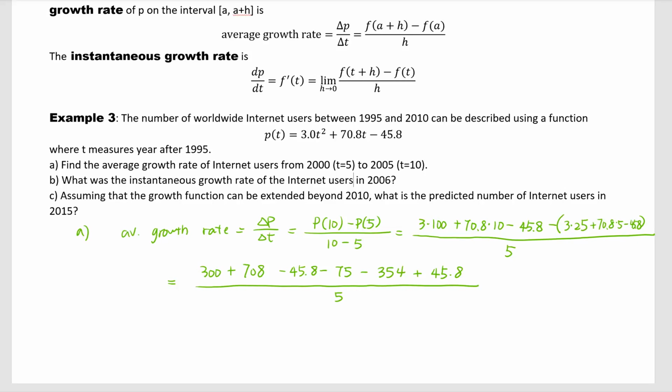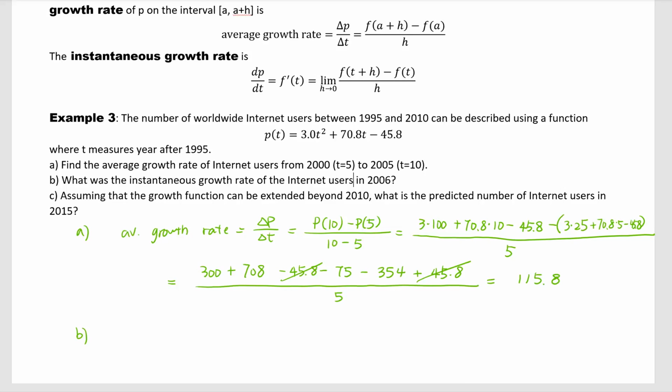Let's see. We can cancel this guy and this guy. And for the rest, let's plug into our calculator. Okay. So I get my answer is 115.8. Do you have the same answer? Okay, so that is the average growth rate from 2000 to 2005.